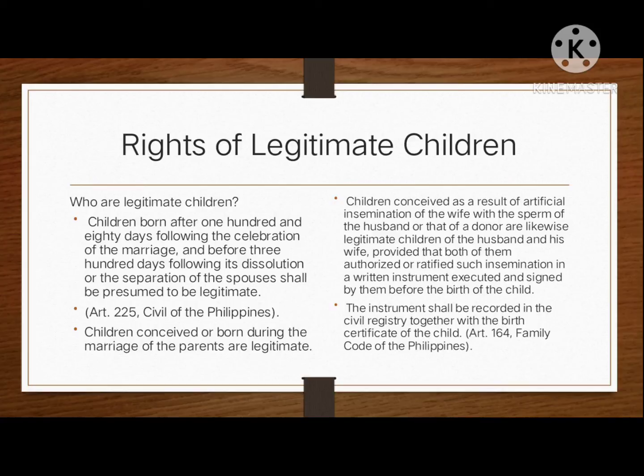So children conceived as a result of artificial insemination of the wife with the sperm of the husband or that of a donor are likewise legitimate children of the husband and his wife, provided that both of them authorized or ratified such insemination in a written instrument executed and signed by them before the birth of the child.